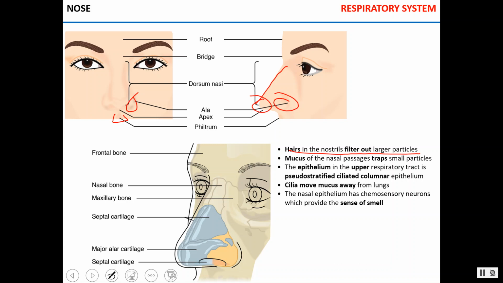The epithelial covering in the nose is pseudostratified ciliated columnar epithelium, and cilia allow it to move the mucus away from the lungs. Ciliated epithelium in the nose has some neurons, as you remember from our special senses chapter, that allow you to sense smell.